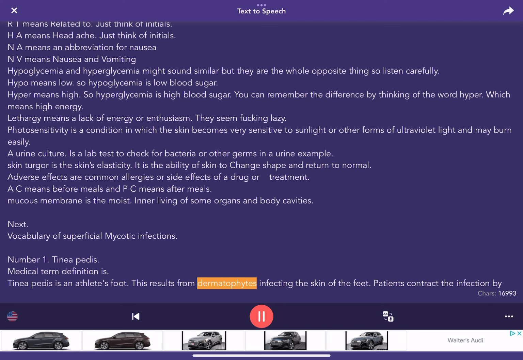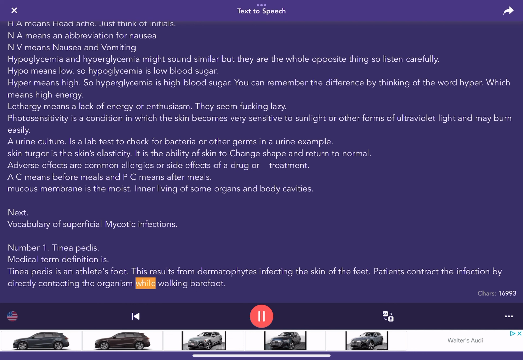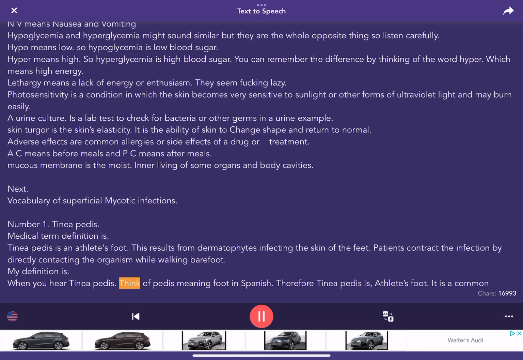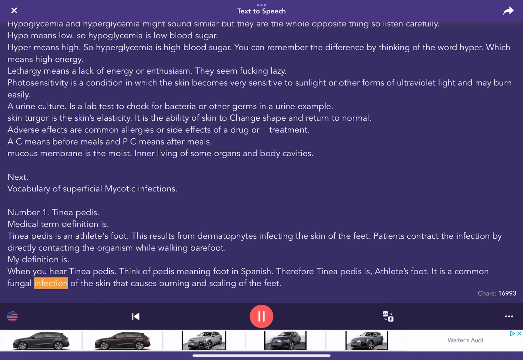This results from dermatophytes infecting the skin of the feet. Patients contract the infection by directly contacting the organism while walking barefoot. My definition is, when you hear tinea pedis, think of pedis meaning foot in Spanish. Therefore tinea pedis is athlete's foot. It is a common fungal infection of the skin that causes burning and scaling of the feet.